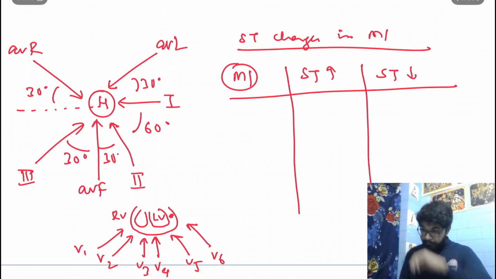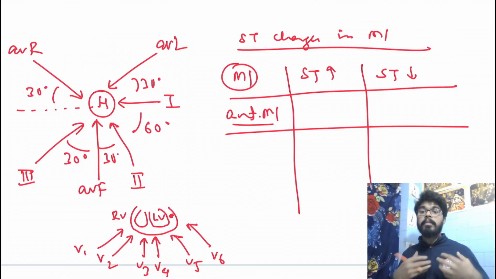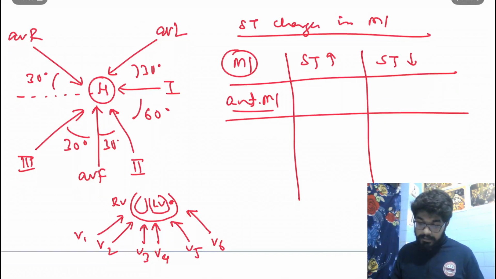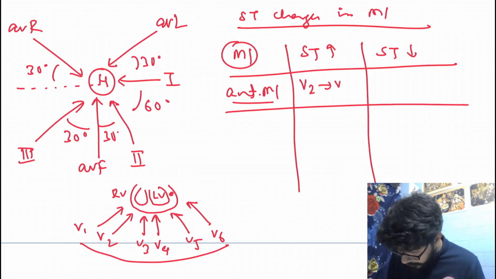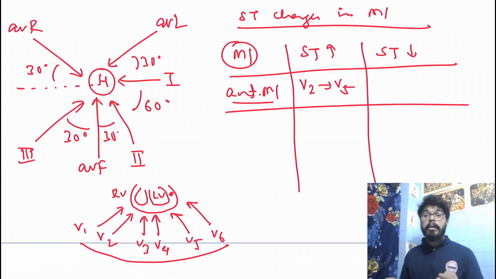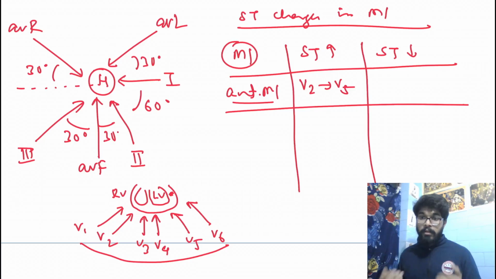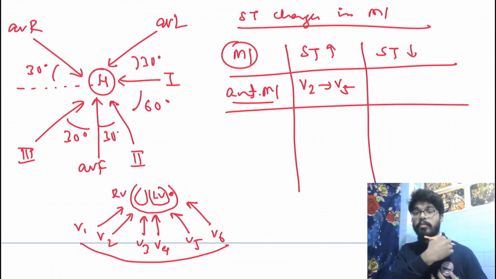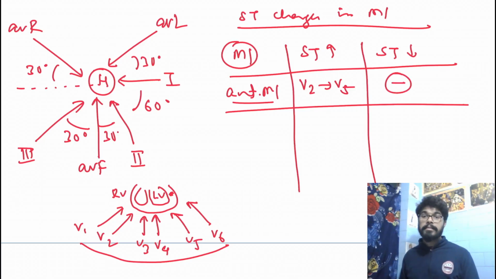So let's first look at the anterior MI. Anterior MI means the anterior wall is involved. What are the leads that are looking at the anterior wall? These chest leads are looking at the anterior wall. So there would be ST elevation from V2 to V5. We would get a similar reciprocal change, that is ST depression, on the opposite side. What is the opposite side to anterior? Posterior. We do not have any leads in the standard 12 lead ECG which look into the posterior aspect of the heart. So we won't get any reciprocal ST segment depression.